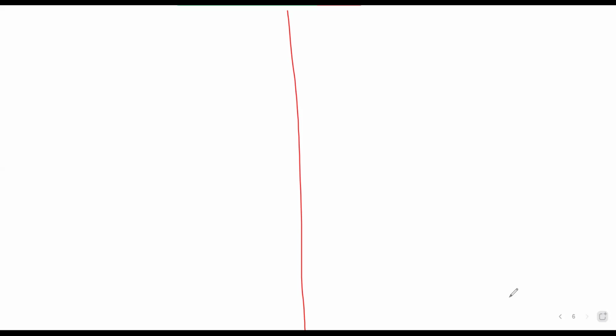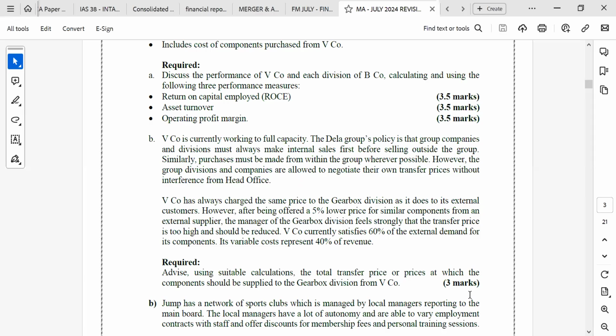Okay, so let's look and see whether there is an issue relating to that over there. However, after being offered a 5% lower price for a similar component from an external supplier, the managers of the gearbox feel strongly that the transfer price is too high and should be reduced. Vehicle currently satisfies 60% of the external demand for each component. Each variable cost represents 40% of revenue. Okay, we are operating at full capacity, isn't it?